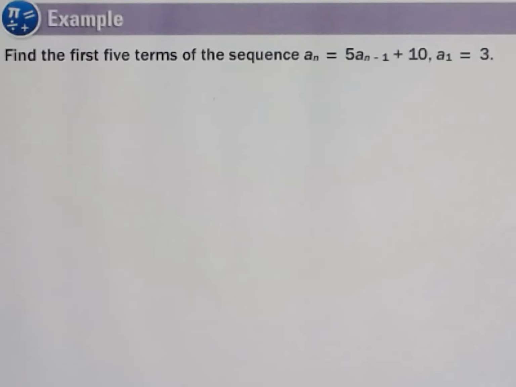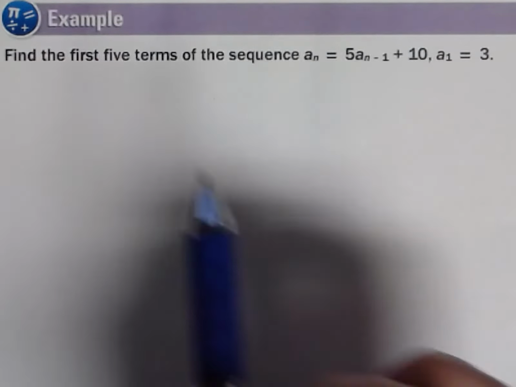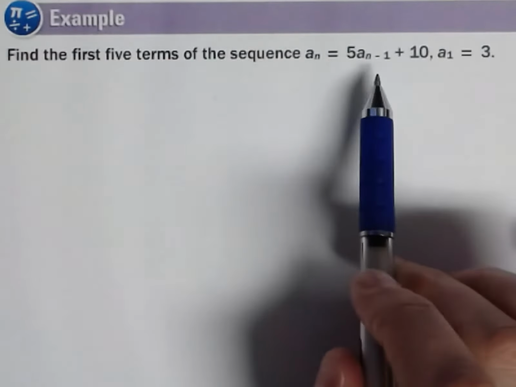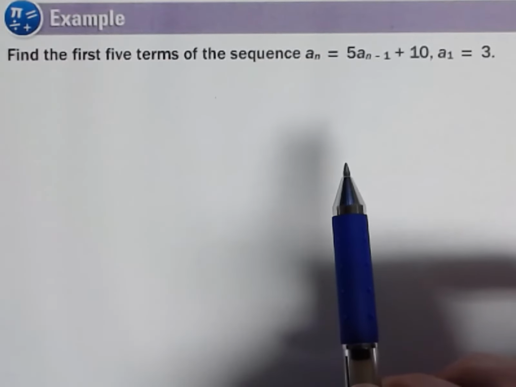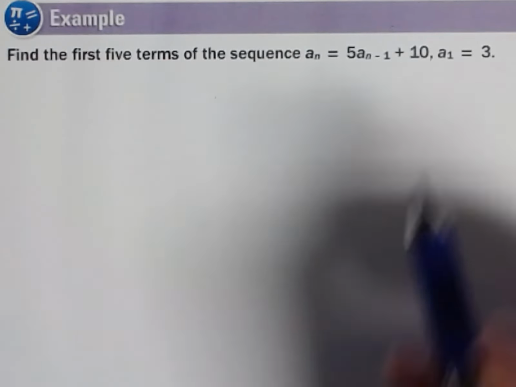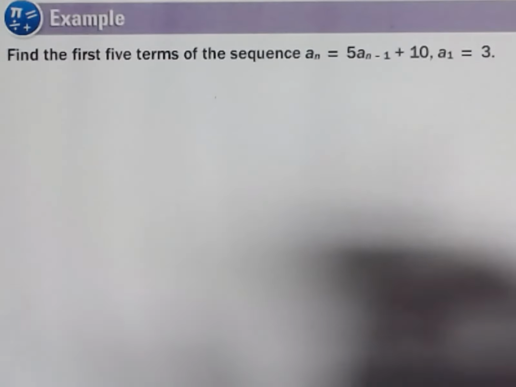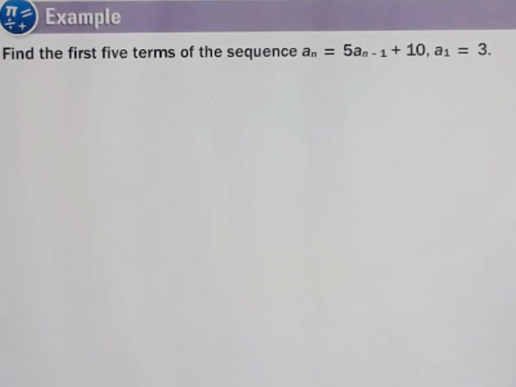Okay, we're working with sequences today. We want to find the first 5 terms of this sequence. Now it's written a little different than the ones we've seen before. So this is a recursive sequence, and all a recursive sequence means is you have to use a previous term to get the next term.